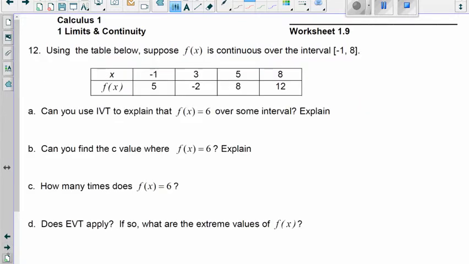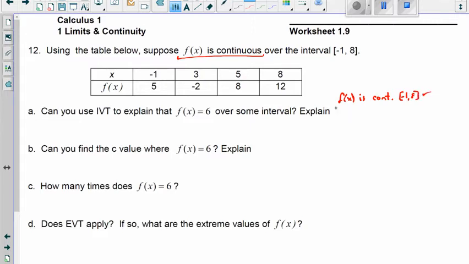All right, number 12, the word problem with this. So the only difference here is they actually give us several values, but not an equation. So we're just going to use all these values up here. Remember, this is x and y values. So using this table, important words, f of x is continuous on this interval. They just told us that. So can we use IVT to explain? Can we use it? Well, let's check. We've got f of x is continuous on negative 1 to 8, so that's good. They just told us that.